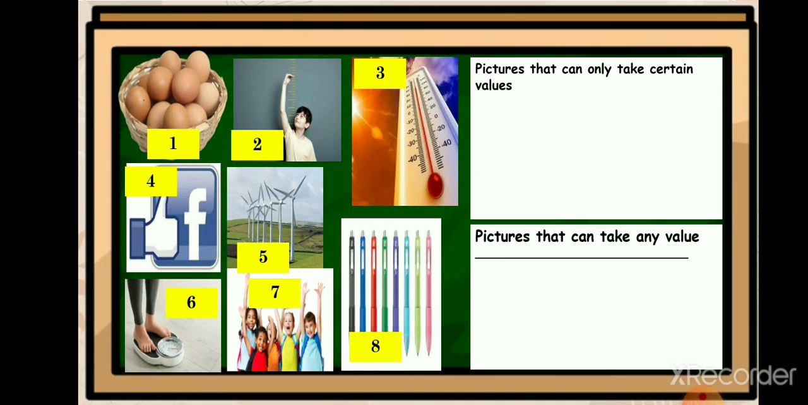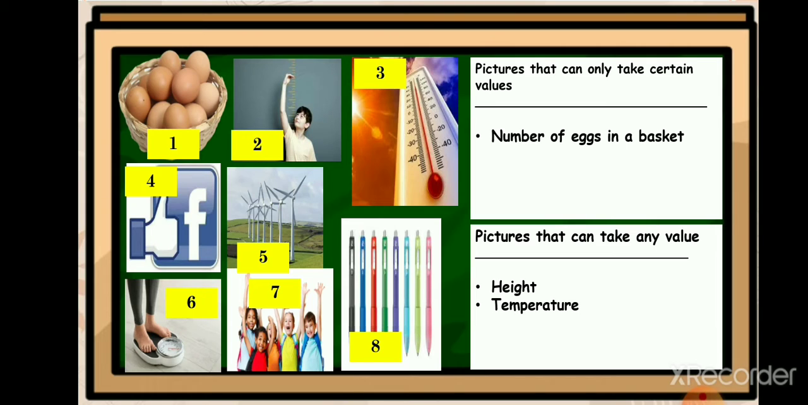Number 2: can the picture take a certain value or any value? The picture shows the height of a child. Okay, the picture can take any value. Why? Because the height of the child can change over time and it can be broken down into fractions or decimals. Number 3, that is a temperature. Where do you classify it? The picture can take any value.